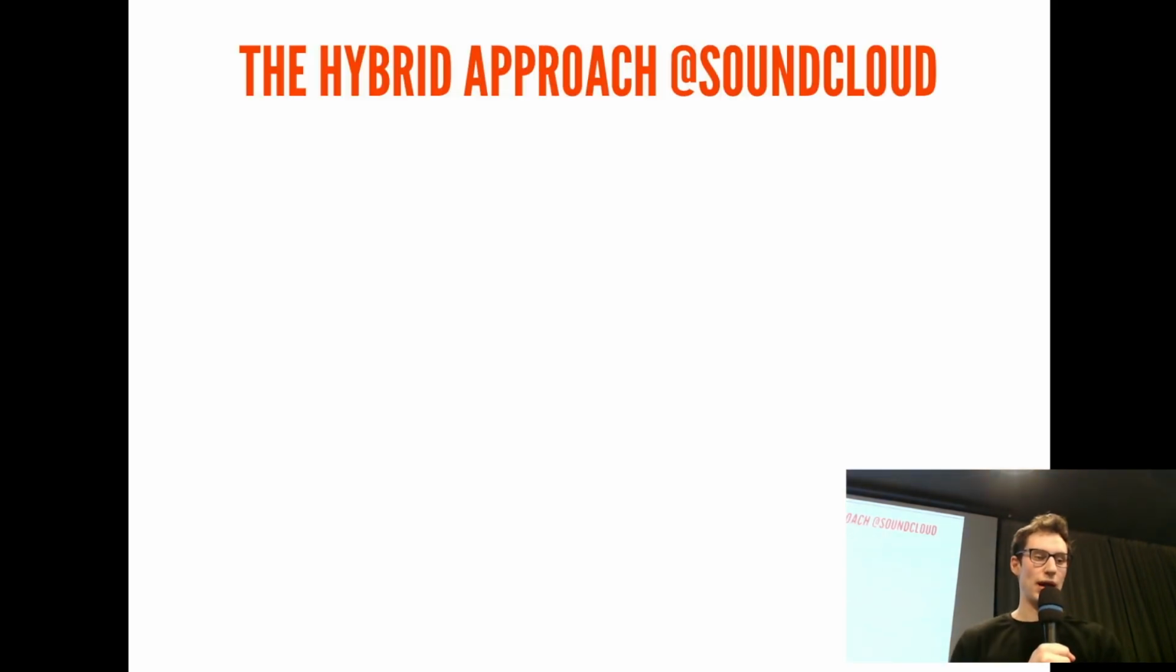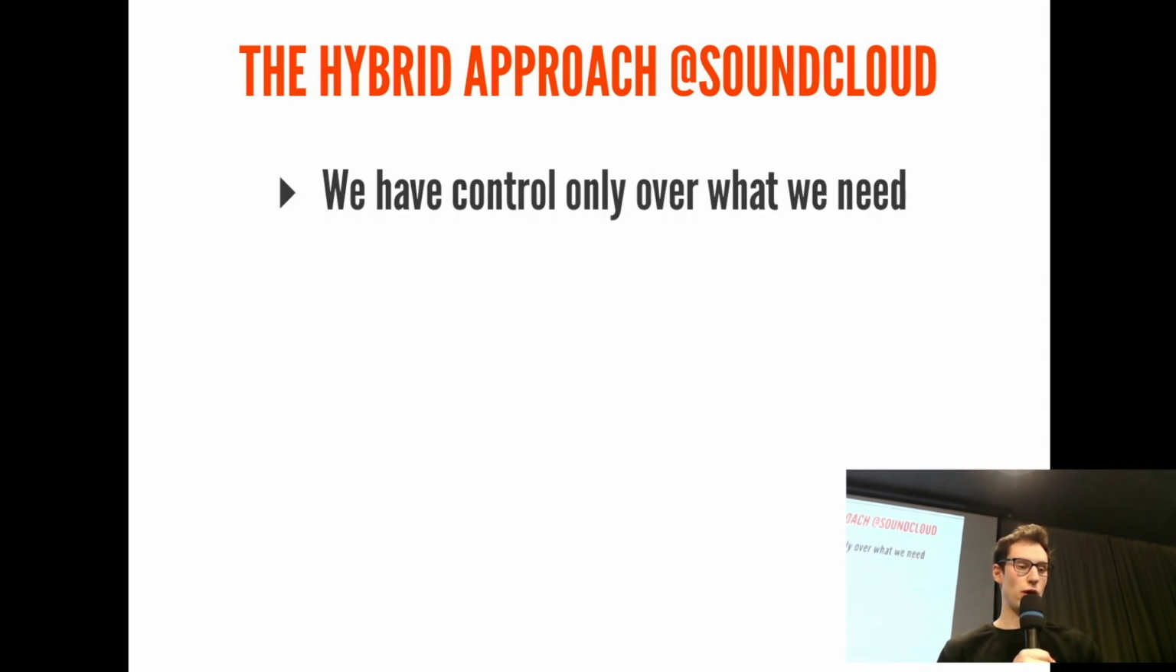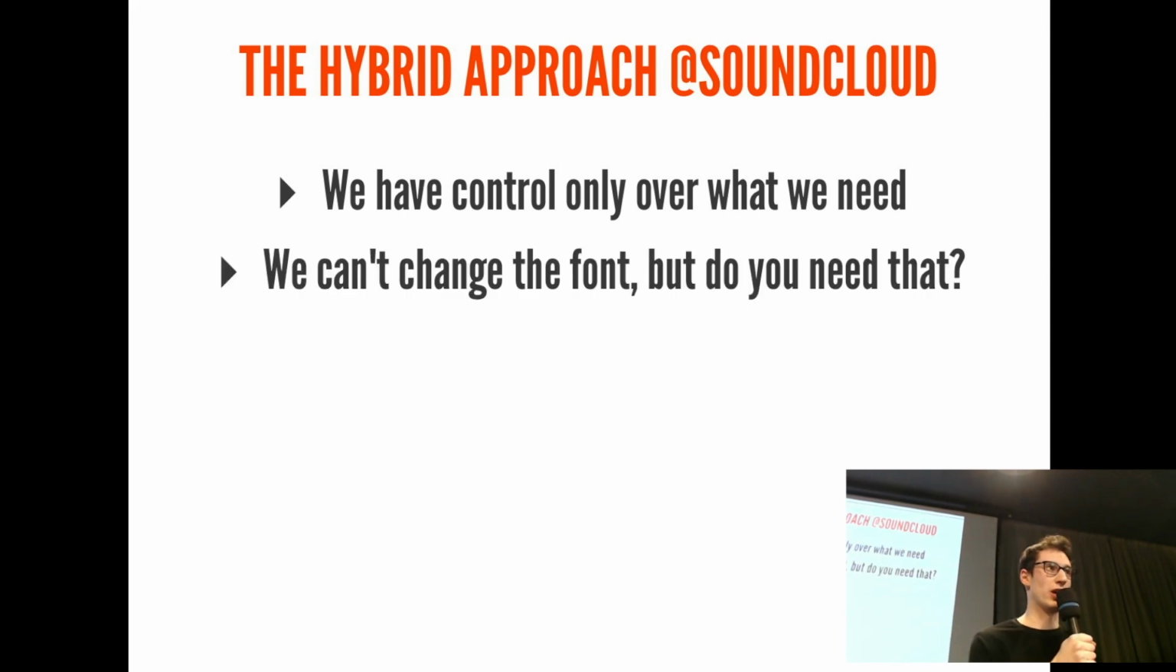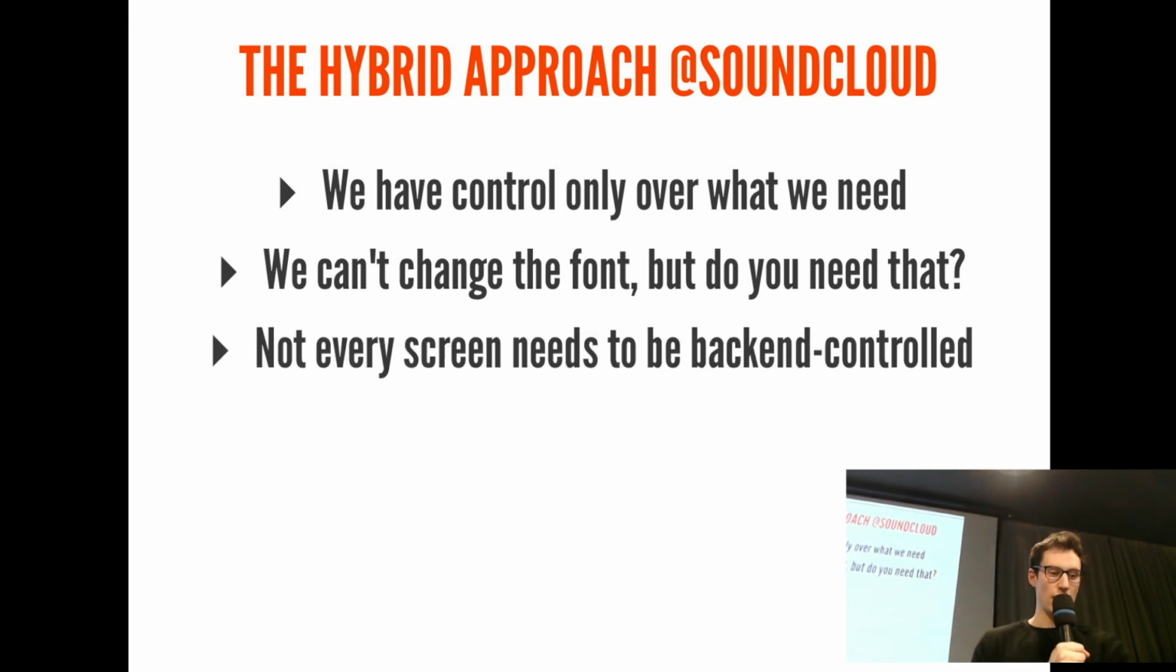So to recap, the hybrid approach that we are following at SoundCloud, what's really important for me is that we only have control on what we need. We don't want to be super generic. We don't want to build a very complex engine that could lead to errors. We just want to have this slight control on A/B testing and changes that we can make without doing new releases. As an example, we cannot change the font color or the font, but how many times do you change the font on your home screen? We're good with that.